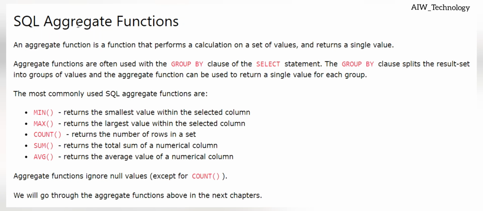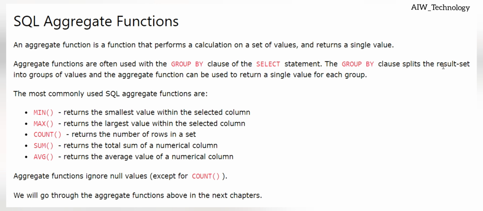Going to learn about SQL aggregate functions. So what are the aggregate functions? They perform a calculation on a set of values and return a single value result. There are different aggregate functions. The most commonly used SQL aggregate functions are min, max, count, sum, and average. Aggregate functions are also often used with the GROUP BY clause of the SELECT statement.